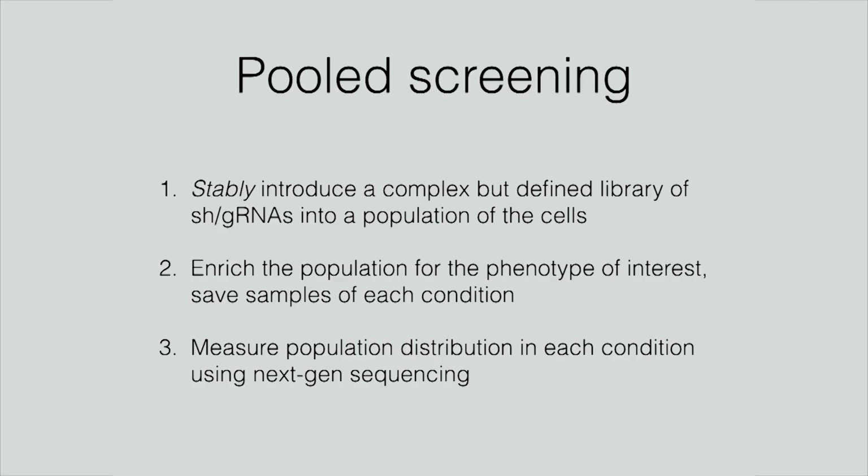So in a kind of dry text-based view of that, there are really 3 steps in a pooled screen. The first is you have a population of cells and you stably, with a complex, random but defined library, introduce a genotype into each of these cells in your population. And then you evolve the population. Either you treat it with a drug, you just let it grow, you do a FACS-based assay, and your genotype distribution in the population changes.